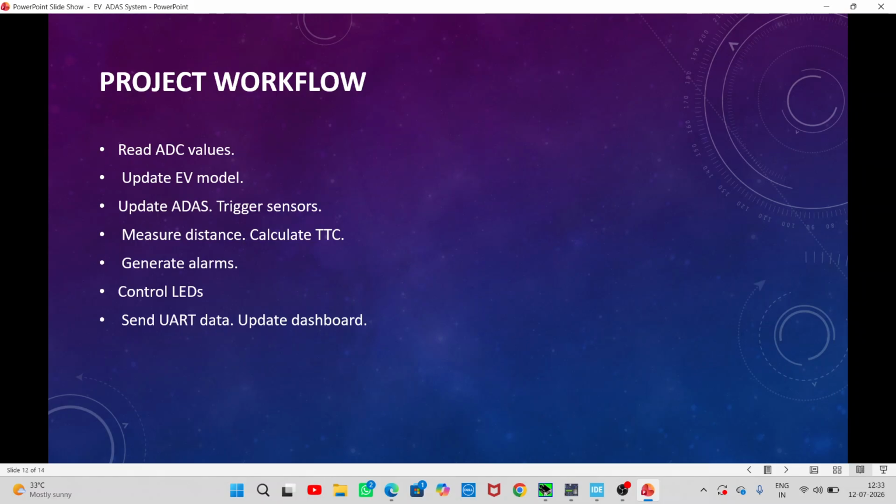Okay, then move to the workflow. What is the workflow? First, we read ADC values from the potentiometers and update the EV model. By using the potentiometer values, we update the EV model. Okay, the EV part is done. Come to the ADAS part. By using the ultrasonic sensor, we calculate time to collision, collisions, and BSD. ADAS is done. Then measure distance, calculate TTC, generate alarms, control LEDs, and then send UART data and update the dashboard. That is the workflow of our project.